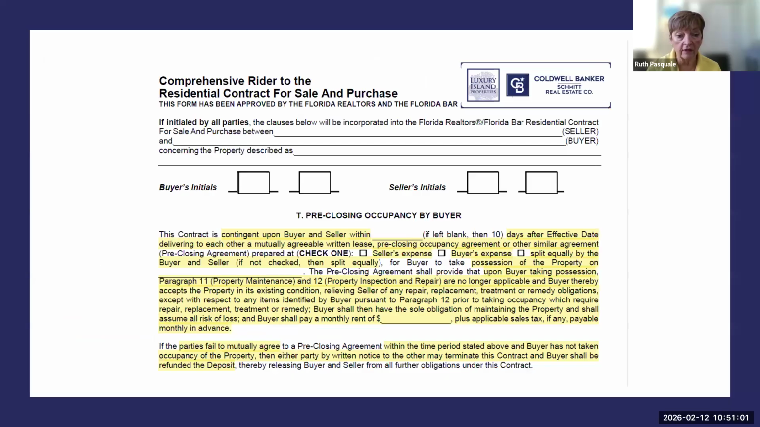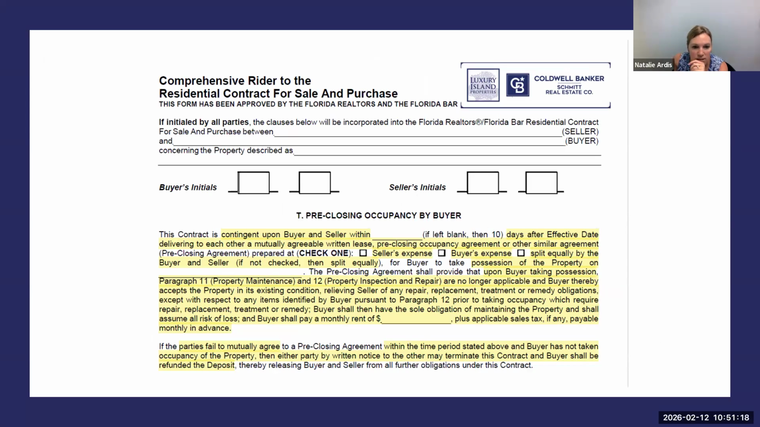So you wanted to go back to this? Yes. Where was it, so I understand the pre-closing agreement, kind of on the second highlighted portion.